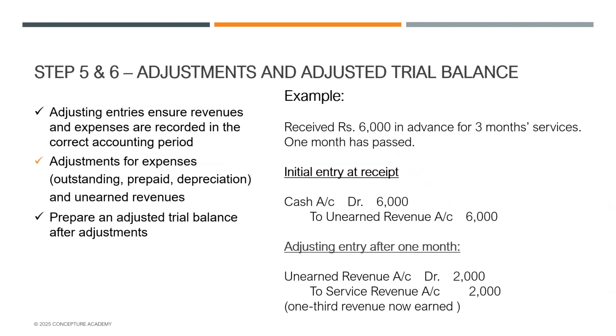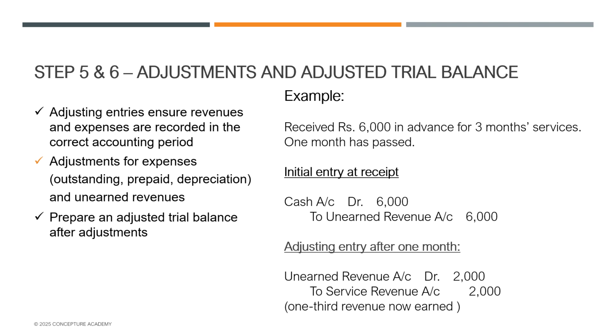Now let's talk about adjusting entries and adjusted trial balance. Adjusting entries are very important because they make sure that revenues and expenses are recorded in the correct accounting period. In other words, they ensure that financial statements show a true and fair picture. Common types of adjusting entries include outstanding expenses, prepaid expenses, depreciation, and unearned revenue.